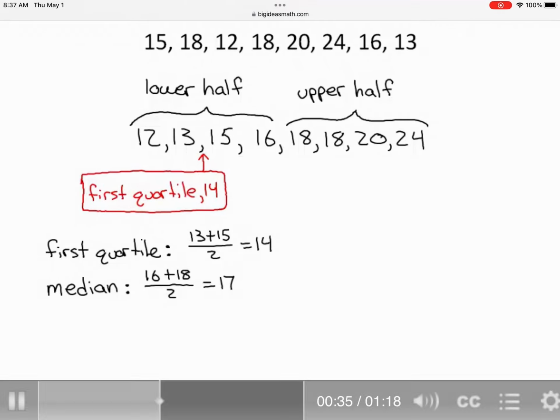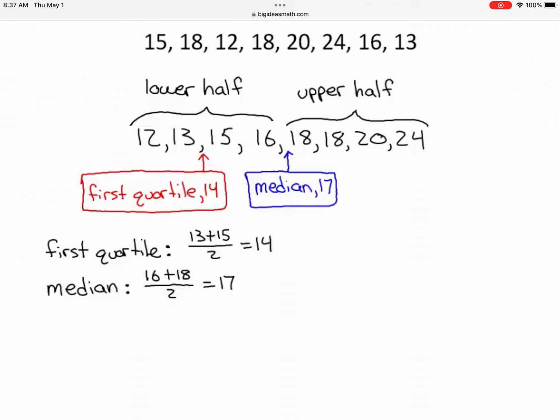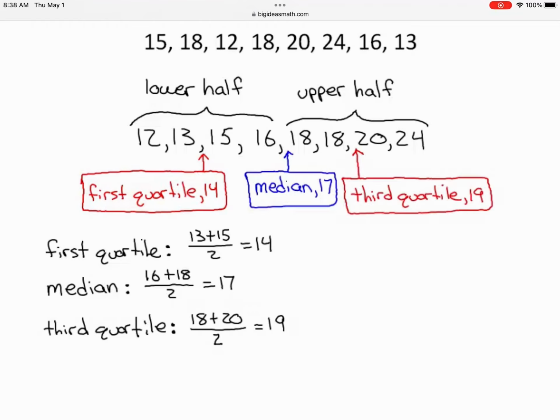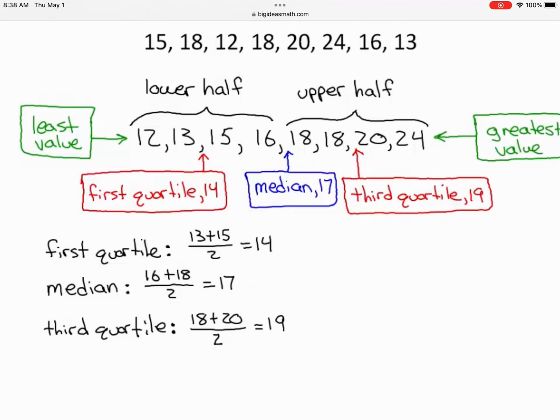The median of the upper half is the third quartile. The third quartile is given by the quantity 18 plus 20 divided by 2, which equals 19. So the third quartile is 19. Note that the least value is 12 and the greatest value is 24.